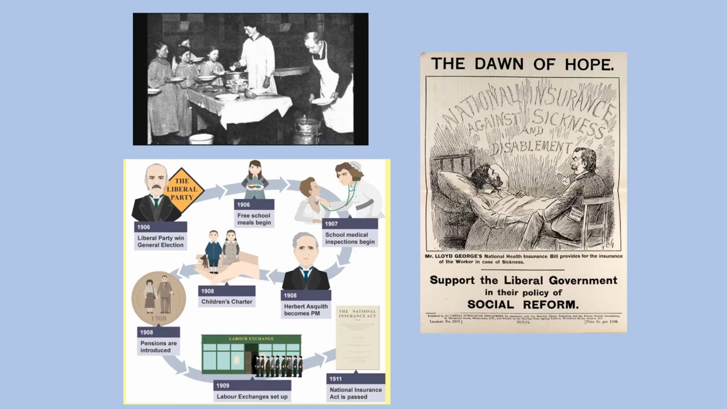The Liberal reforms are a big part of what the Liberal Party promised people upon their election in 1906. And we're going to have a look at what those were specifically. First off, we're going to understand a little bit about why the Liberals introduced reforms, introduced changes in the first place.